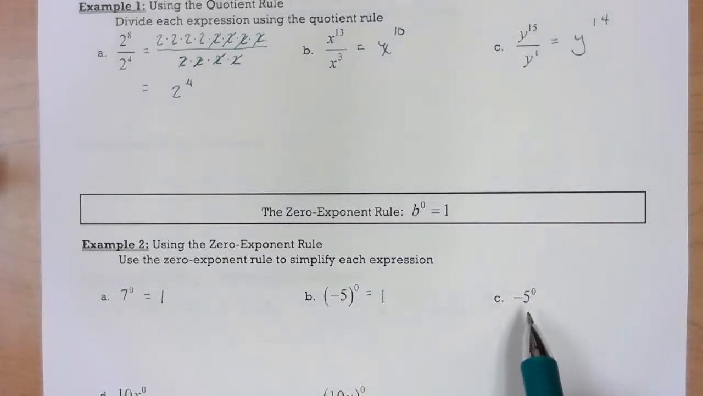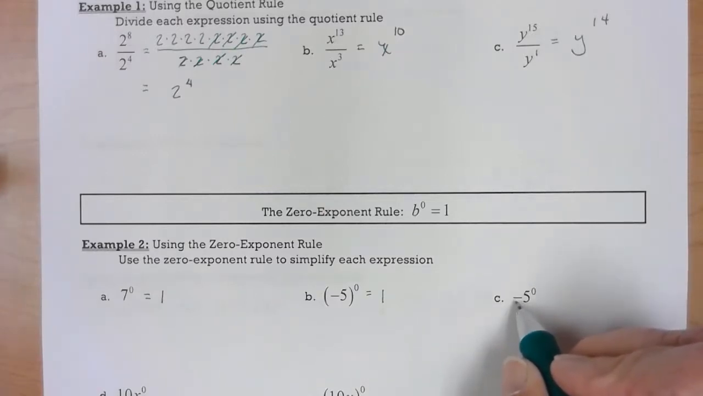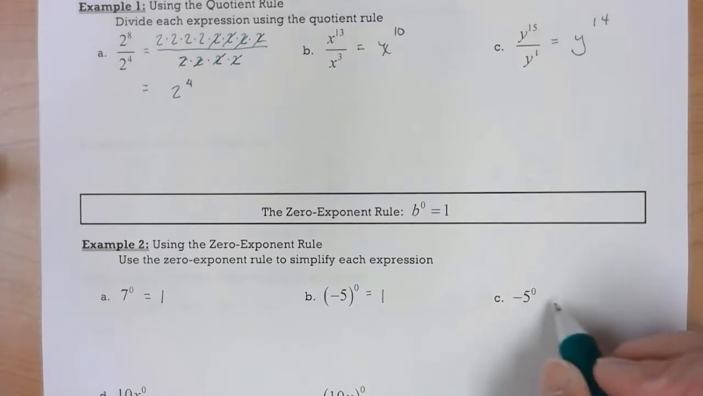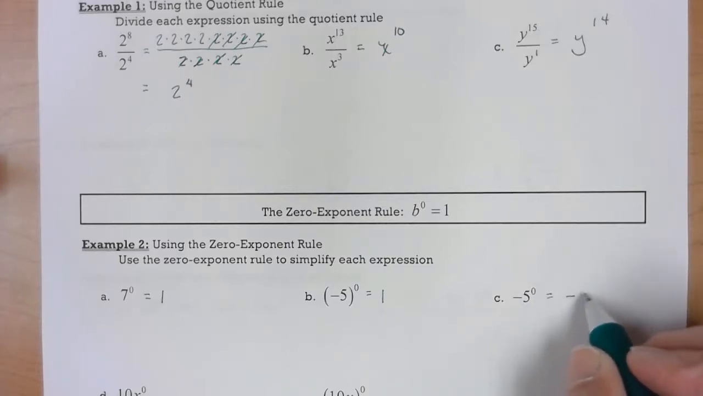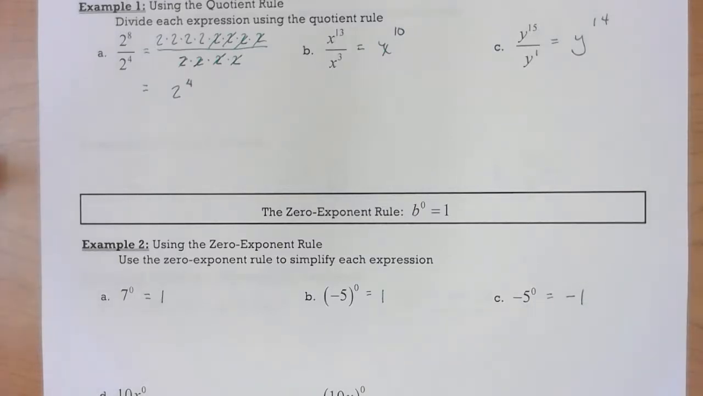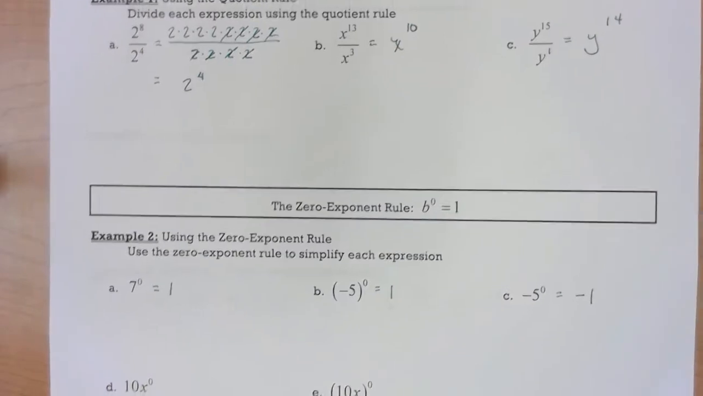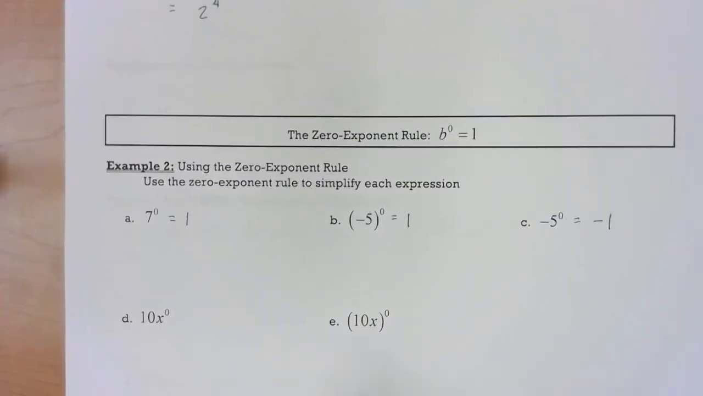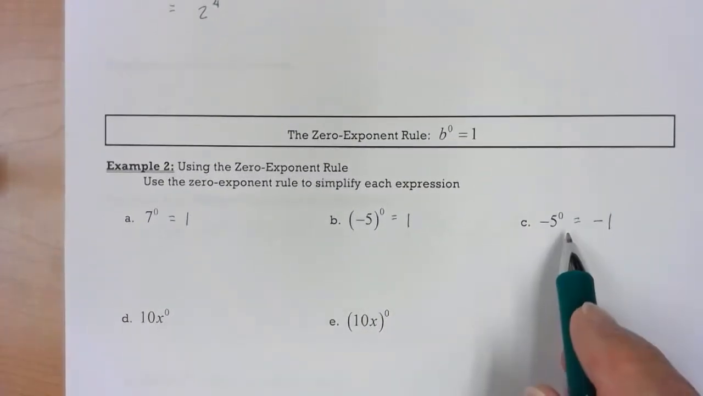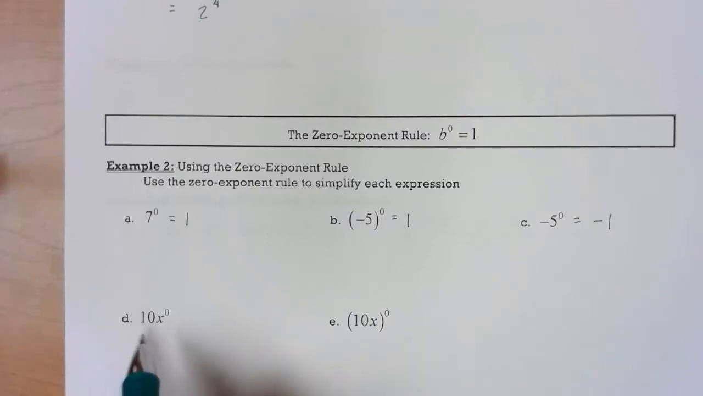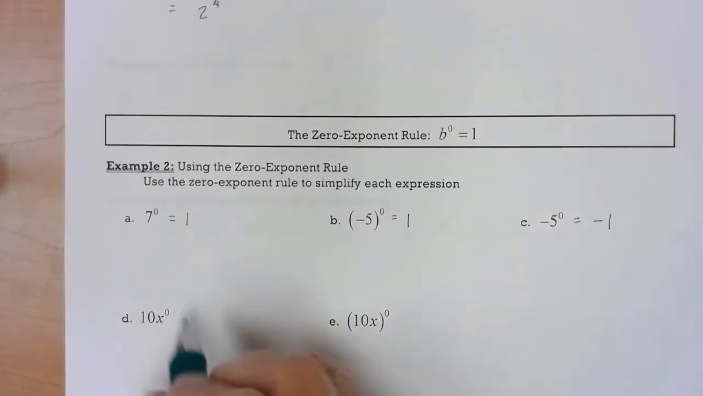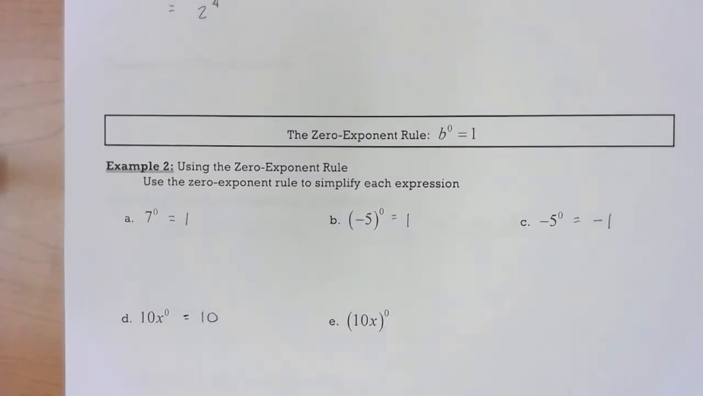This looks similar, but it is different because I don't have parentheses. This is considered a negative 1 times 5 to the 0. And in this case, I'm going to have a negative 1. So understanding when you use parentheses and when you don't, what happens, is necessary. This one in a way is sort of similar to this one because I do not have parentheses. I've got 10 times x to the 0. Well, that would be 10 times 1, so my answer here would be 10.